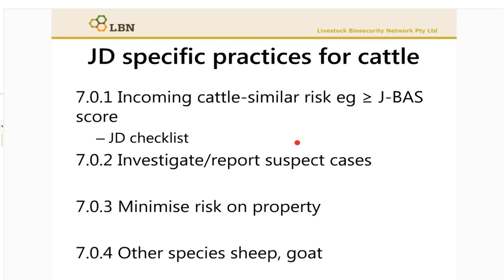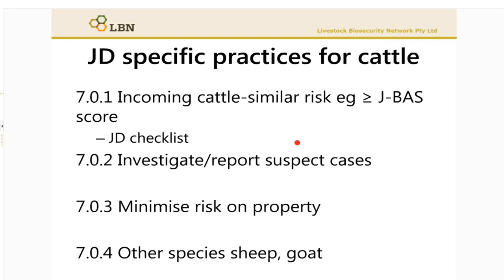So the JD-specific practices of cattle include these components. Incoming cattle, are they of similar risk? So are they maybe equivalent JBAS score, or are they young animals, or can you treat them in a way that they won't actually put the main herd at risk? So for this, you should use the JD checklist, which will outline the questions you should ask people you're buying animals from. And of course, you should also check and ask for a cattle health declaration as well.